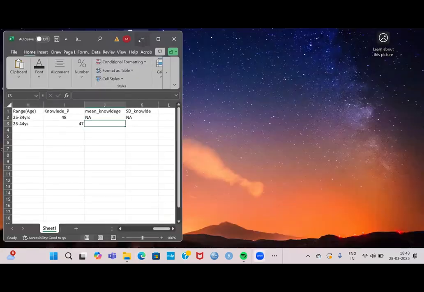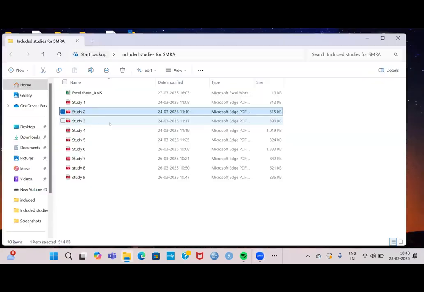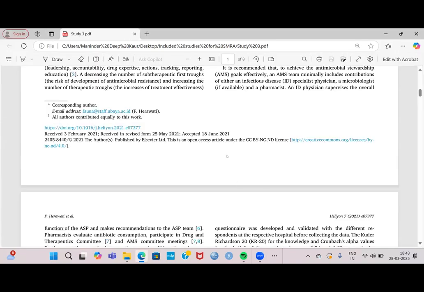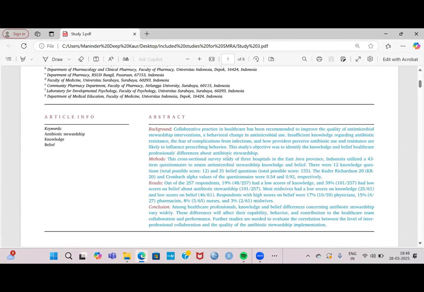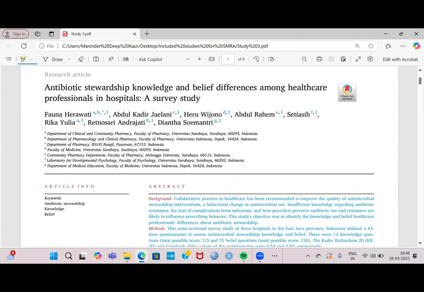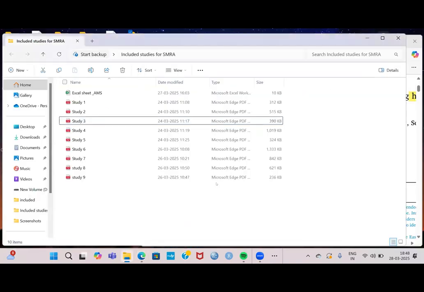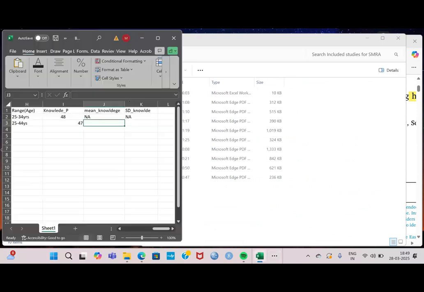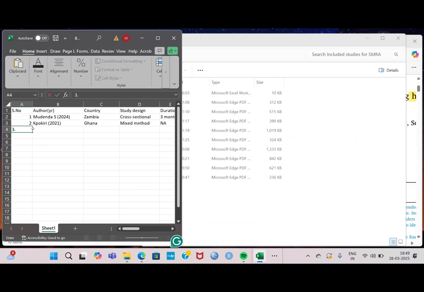Let's go to the third study. So this is study number 3. Again, this study has antimicrobial stewardship knowledge, healthcare professionals. Okay. I hope you are getting it. So we'll do it.